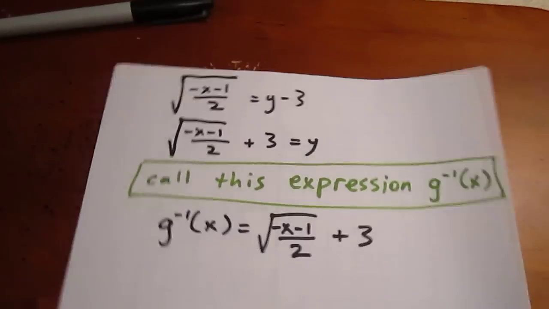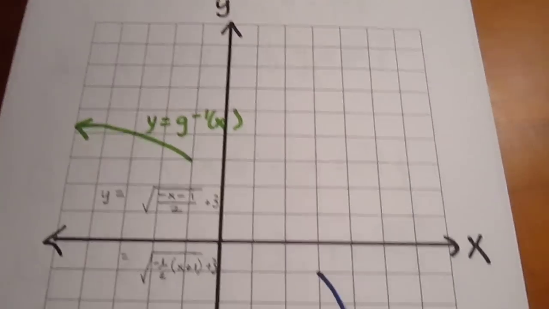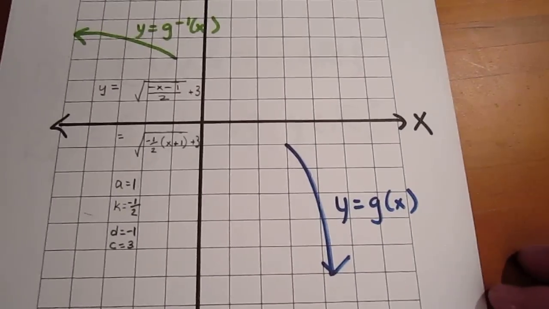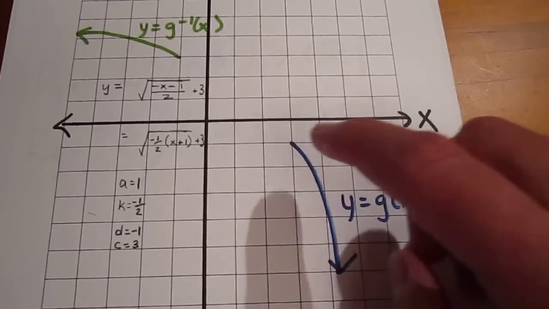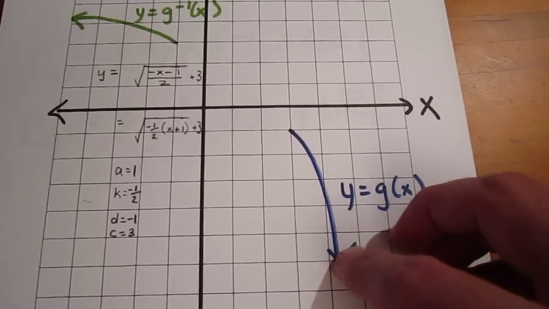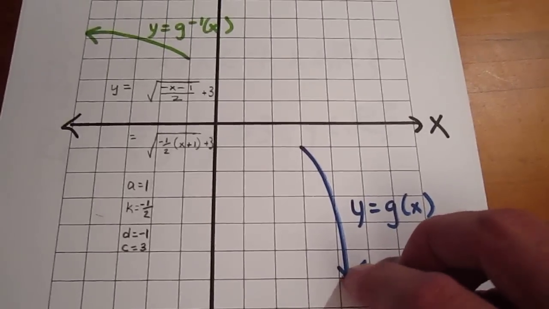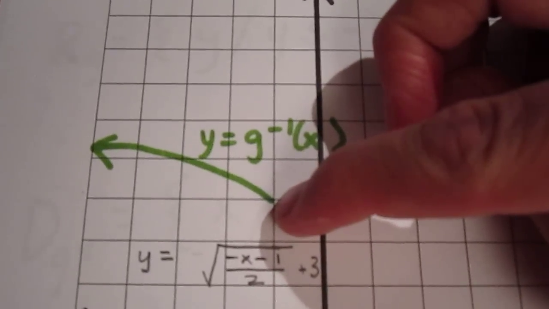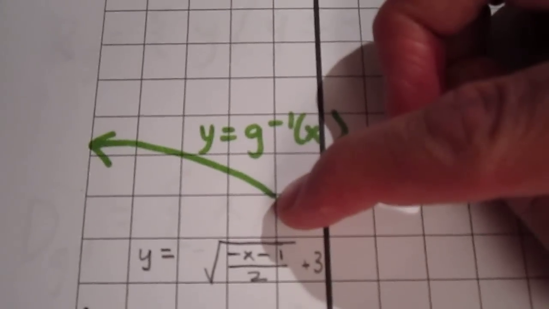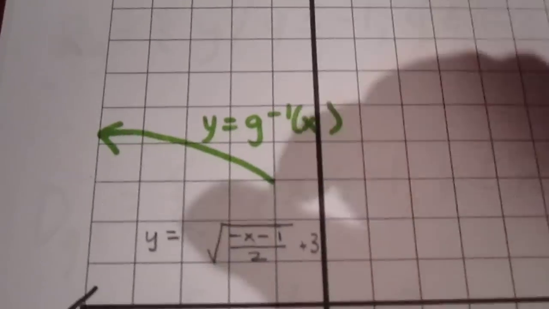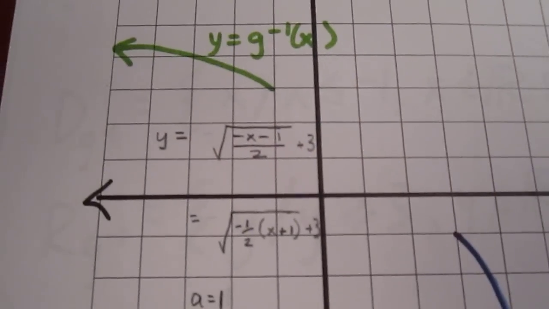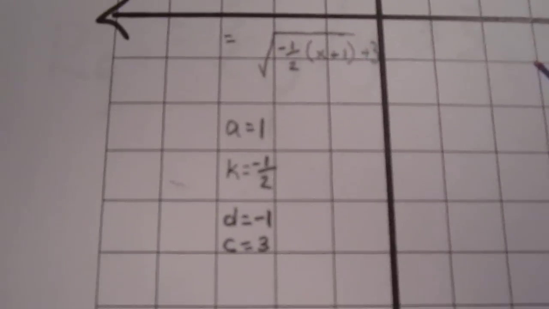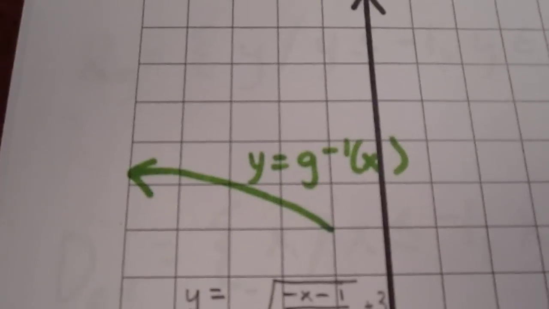Okay? Now, what we can now do is graph the original function, which is a downwards opening parabola on only the right-hand side of it. We can then reflect it in the line y equals x, and we get the graph of the inverse. If we don't like doing that, then we can use our transformation method, factoring out -1/2, having the a, k, d, and c values, and then graphing the way we know how to do.